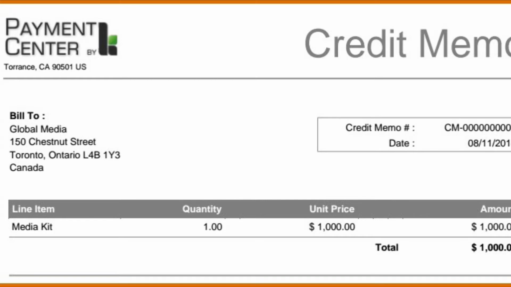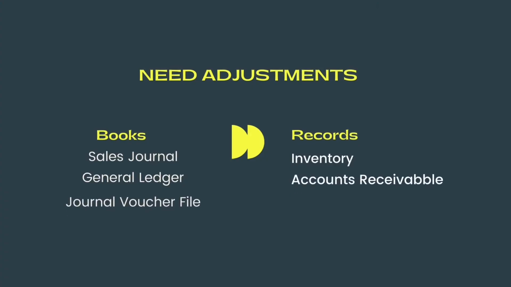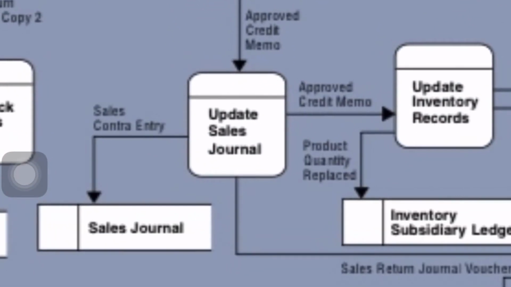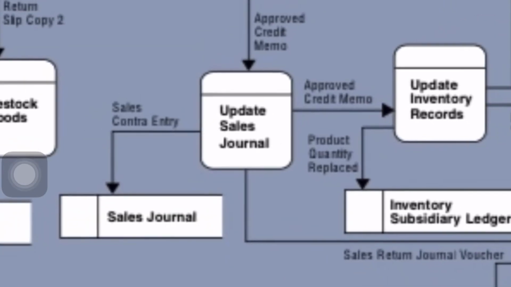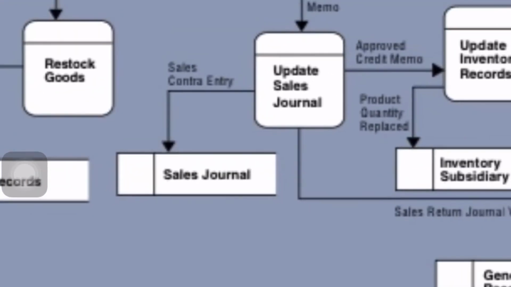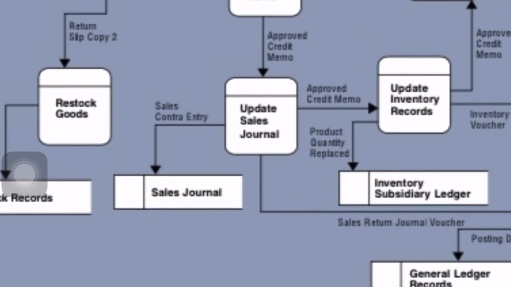Upon receipt of the approved credit memo, the transaction is recorded in the sales journal. The credit memo is then forwarded to the inventory control function for posting. At the end of the period, total sales returned are summarized in a journal voucher and sent to the General Ledger Department.